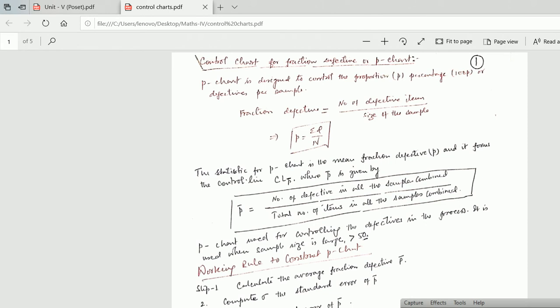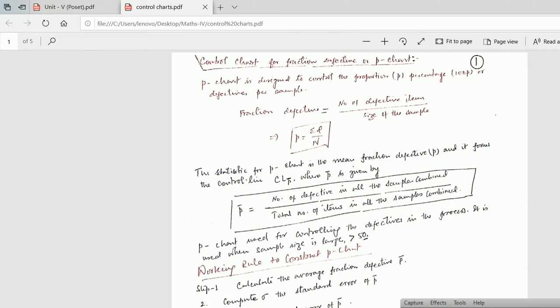Dear students, in the last lecture we have discussed statistical quality control. Now we will discuss some control charts to understand that statistical quality control. Control charts for fraction defective, or P chart. This is one chart. In this one we will discuss the P chart.